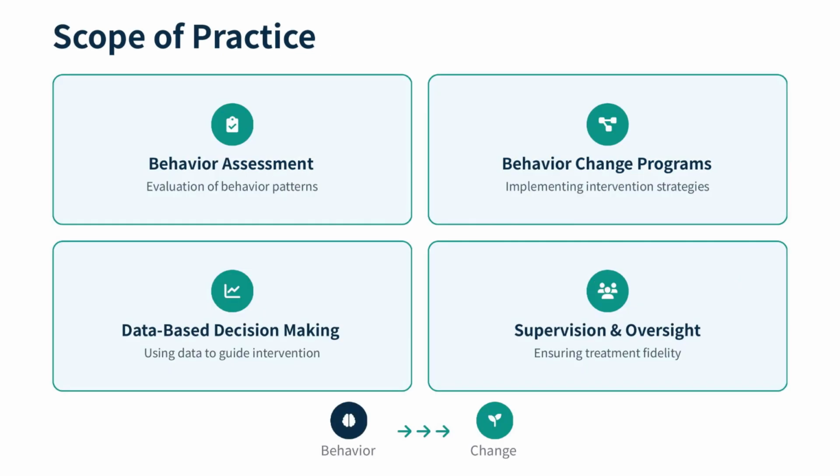This slide helps clarify what falls within a BCBA's scope of practice. Behavior assessment involves systematically evaluating behavior patterns. Behavior change programs involve implementing structured interventions. Data-based decision-making ensures that all adjustments are guided by measurable outcomes, and supervision ensures that interventions are implemented with fidelity. The important teaching point here is that all of these areas are connected by one central goal: behavior change. So the scope of practice is not a list of tasks, it's a system of responsibilities that work together.